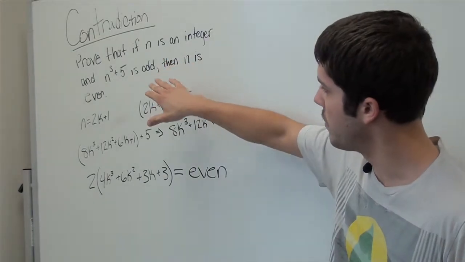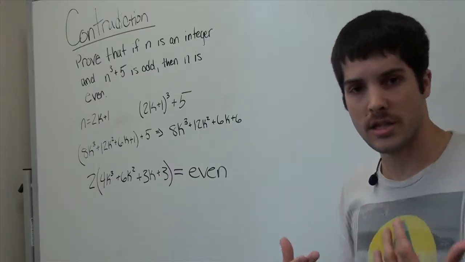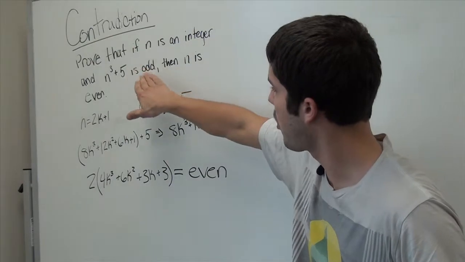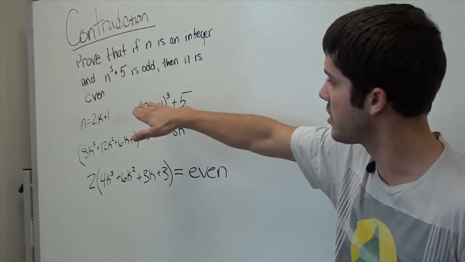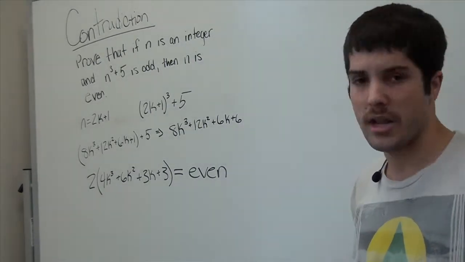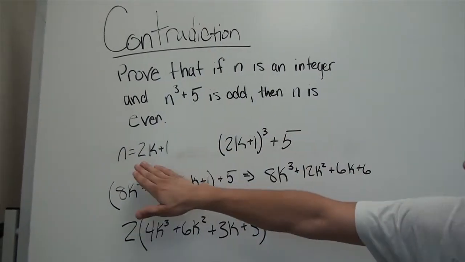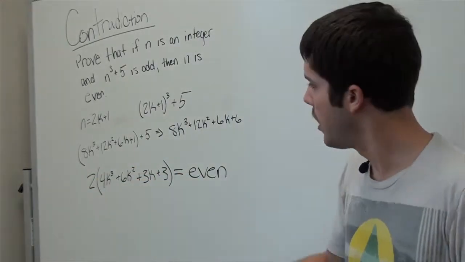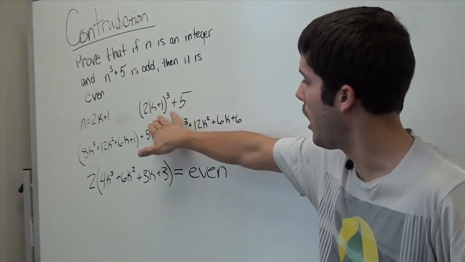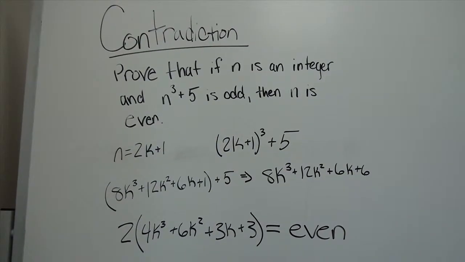So for a conditional statement, prove that if n is an integer and n cubed plus 5 is odd, then n is even. The opposite of that is assuming the first part before the comma and the negation of the second statement. So if n is an integer and n cubed plus 5 is odd, then n is actually odd. So we first assume that. So n is some 2k plus 1, where k is an integer, and that makes n odd. And so this is our algebraic expression here, and we'll be showing that there's a contradiction from our assumptions.